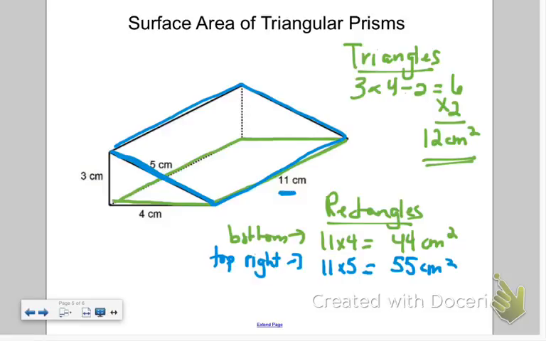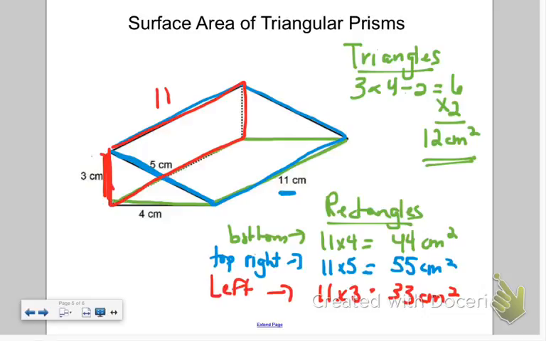Alright, and last, then we have the one on the left-hand side right here. So this one again is going to have its length of 11, that's staying the same, but the width is now 3. So I have to do 11 times 3, which is going to give me 33 square centimeters for the left rectangle. So all three rectangles are different when you have a scalene triangle. Now all I have to do is add them all up.